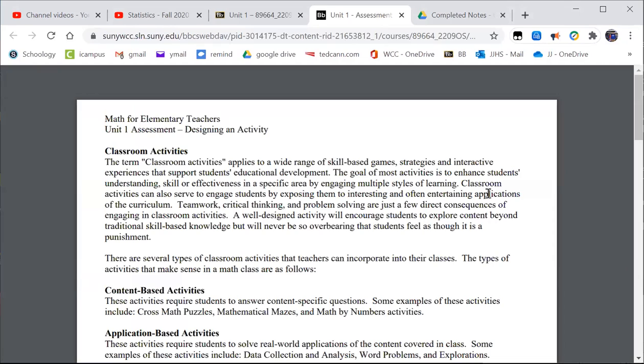So this assessment is asking you to design an activity. If you think about the investigations, they are really just mini versions of this assessment. They're really just probing you and getting you to a point where you're thinking a little bit outside the box, trying to incorporate your own personal experiences, so that you can develop activities that would be appropriate for the grade level that you're interested in.